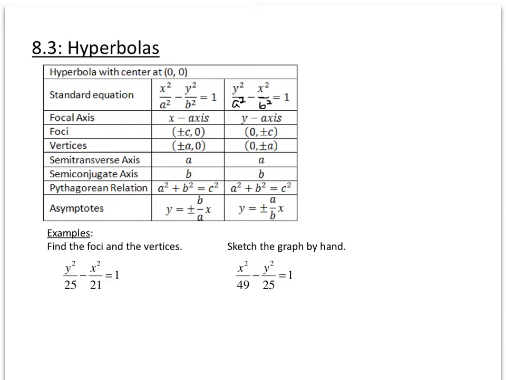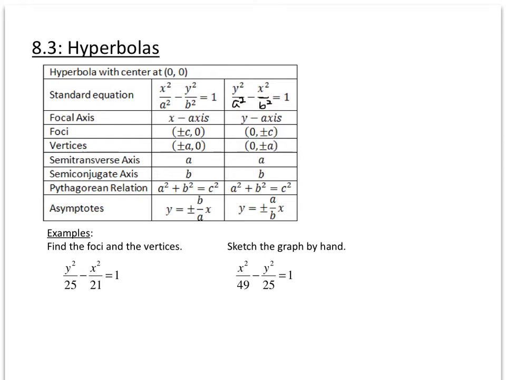8.3, we're going to look at hyperbolas. In a lot of ways, hyperbolas are similar to ellipses, but in a few ways they're pretty different. So if we look at it centered at 0, 0, first off, please correct your chart if you printed it off for me, because that should be a squared first and then b squared.